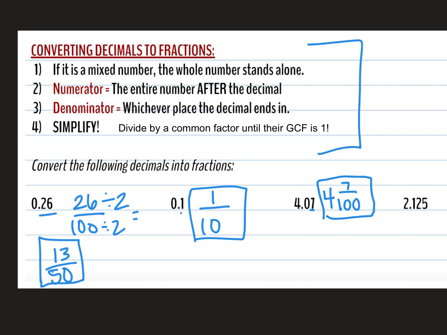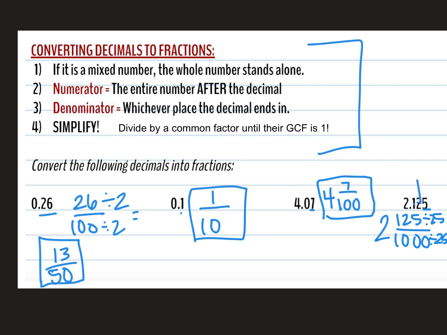2 and 125 thousandths. 2 is my whole number, the number in front of the decimal. The number after the decimal is my numerator. It ends in the tenths, hundredths, thousandths place. So 1,000 will be my denominator. Now I need to simplify. And I know that they both can be divided by 25. So I'm going to start with that. You also maybe could have started with 5.